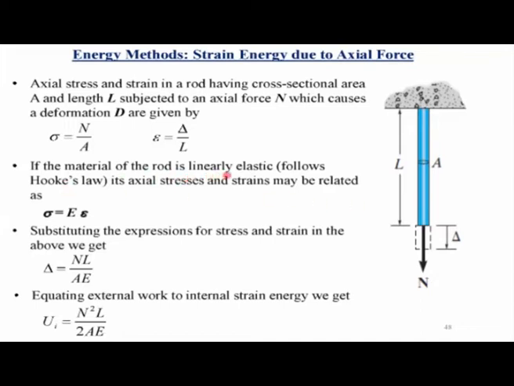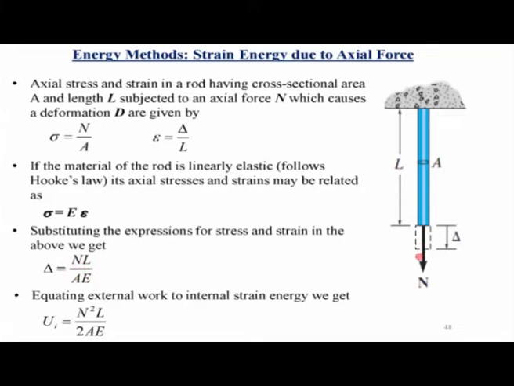Now, if the material of the rod is linearly elastic, that is, it follows Hooke's law, then the axial stresses and strains may be related by sigma equal to E times epsilon. Sigma is the normal stress, which we have expressed here, epsilon is the normal strain, and E is the modulus of elasticity. Now, if you substitute the expression of sigma and the expression for strain into this relation, then the deformation delta can be written as N into L over AE.